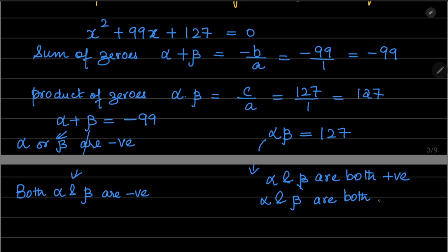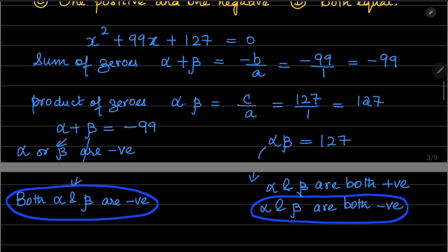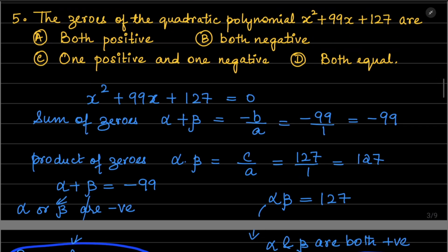That could also be possible, right? In order to make the product positive, either both are positive or both are negative. Now, among these two scenarios, which is the one condition which is common? See here, both alpha and beta are negative, then your sum will be negative. If both alpha and beta are negative in the second scenario, also the product would be positive. So the correct answer is both alpha and beta are negative. So it's option B, which is the correct answer.